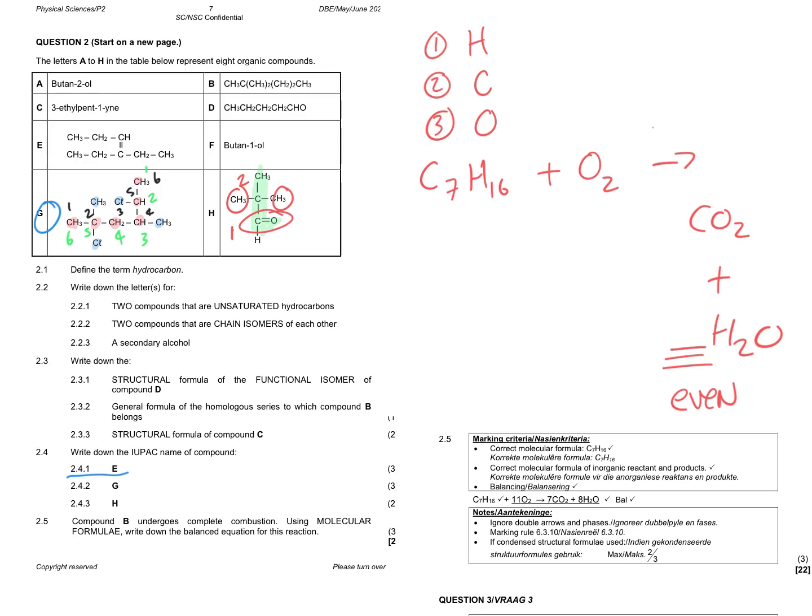This is 16, so this needs an 8. That is an even number. I do not need to double it. This is a 7, this needs a 7. And now I do the oxygens. 7 times 2 is 14, plus 8 is 22, so that must be an 11. So there is the quickest way of doing it. Hydrogen first, then carbon, then oxygen, and the number in front of the H2O must be even.